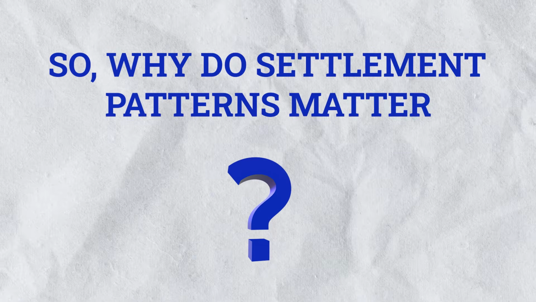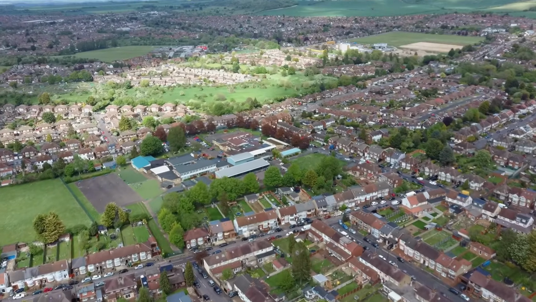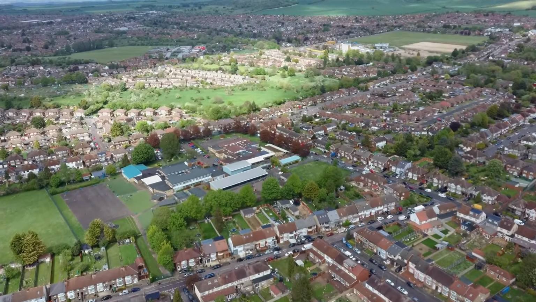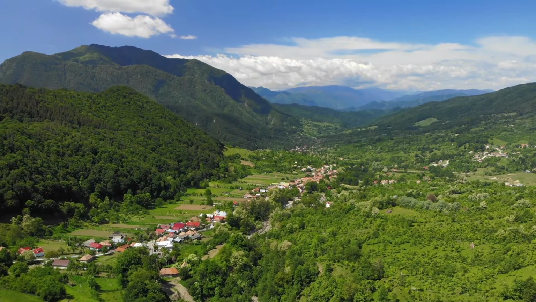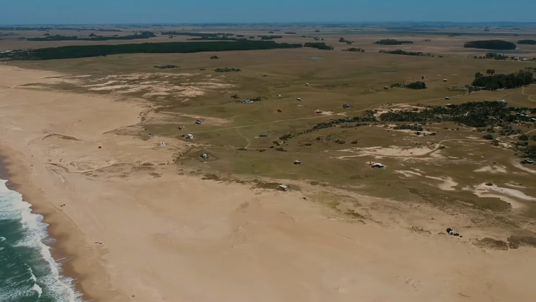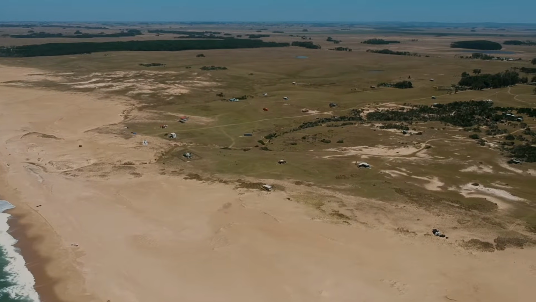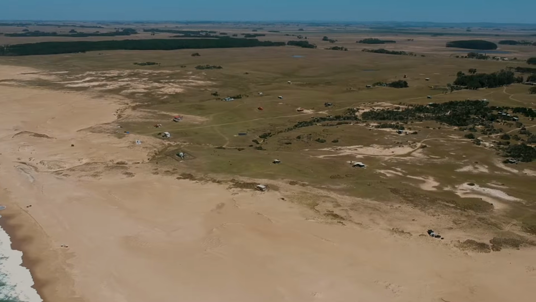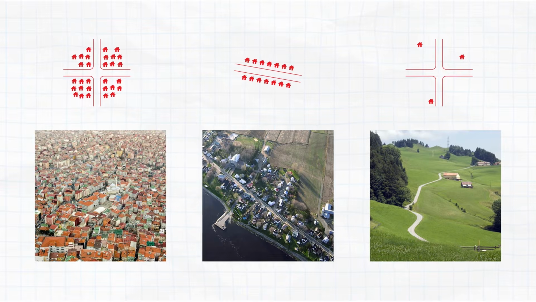Conclusion. So, why do settlement patterns matter? Clustered settlements bring people close together, making it easier to share resources and feel connected. Linear settlements follow natural paths like rivers and roads, connecting people along a line. And scattered settlements provide plenty of space, often in rural areas where people rely on the land itself. Each settlement pattern tells a story about the people who live there and the land around them.